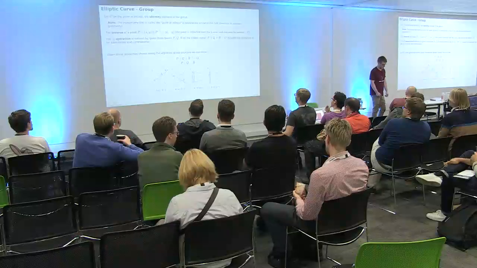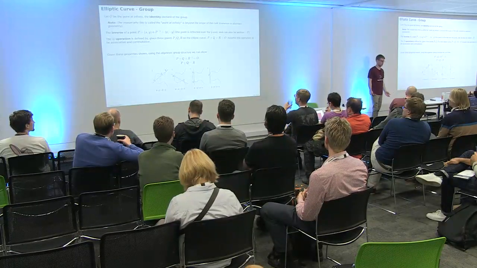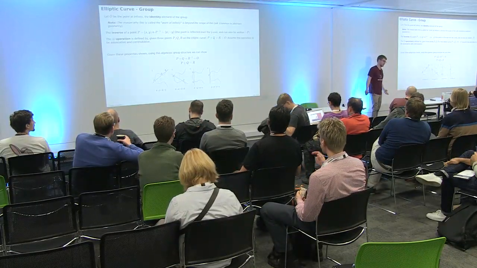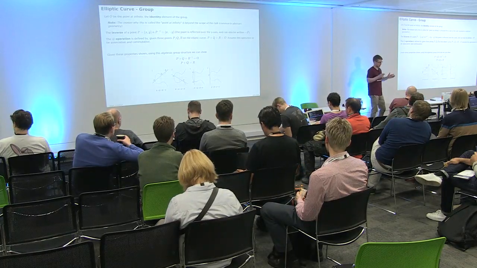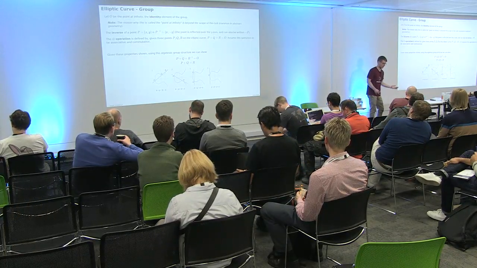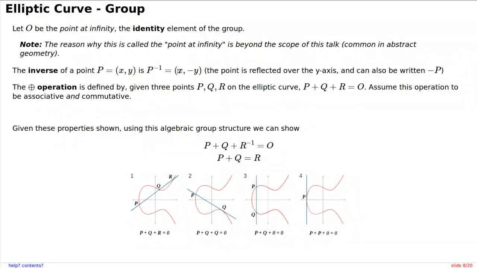The combination operation of the group is defined with 3 points, actually, P, Q, and R, such that whenever you add them all together, you arrive at the infinity point. This operation is associative and commutative. I say assume it here. You can prove it, but we don't have time for that.